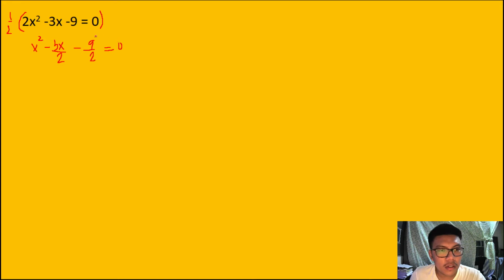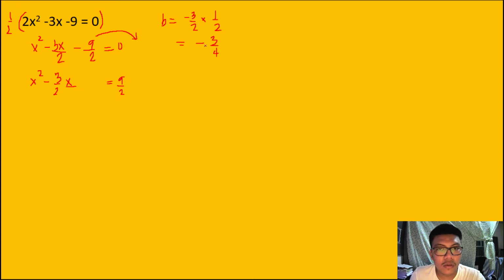Then next step, you transpose the constant to the right side. So we have x squared minus 3 halves x is equal to positive 9 over 2. Then, you get the coefficient of x. So, ang coefficient natin dyan ay negative 3 halves, ano? Yung coefficient ng ating x. Then, you divide it by 2. Okay? Or we multiply it by 1 half. So, we have now negative 3 halves times 1 half. That is equal to negative 3 over 4.